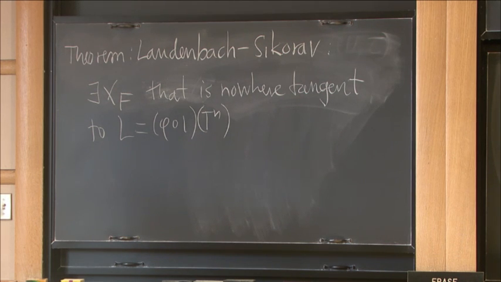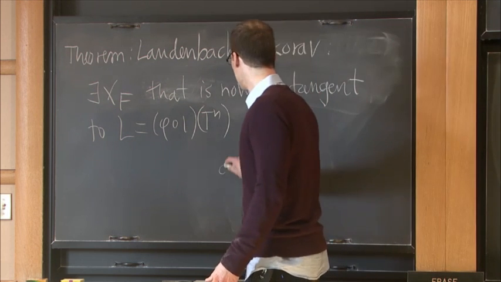Okay, but that's all I know about this L anyway. That at least at one point it's not Lagrangian, and that's enough to construct this vector field. And actually, the proof doesn't use much symplectic geometry up to the very end.